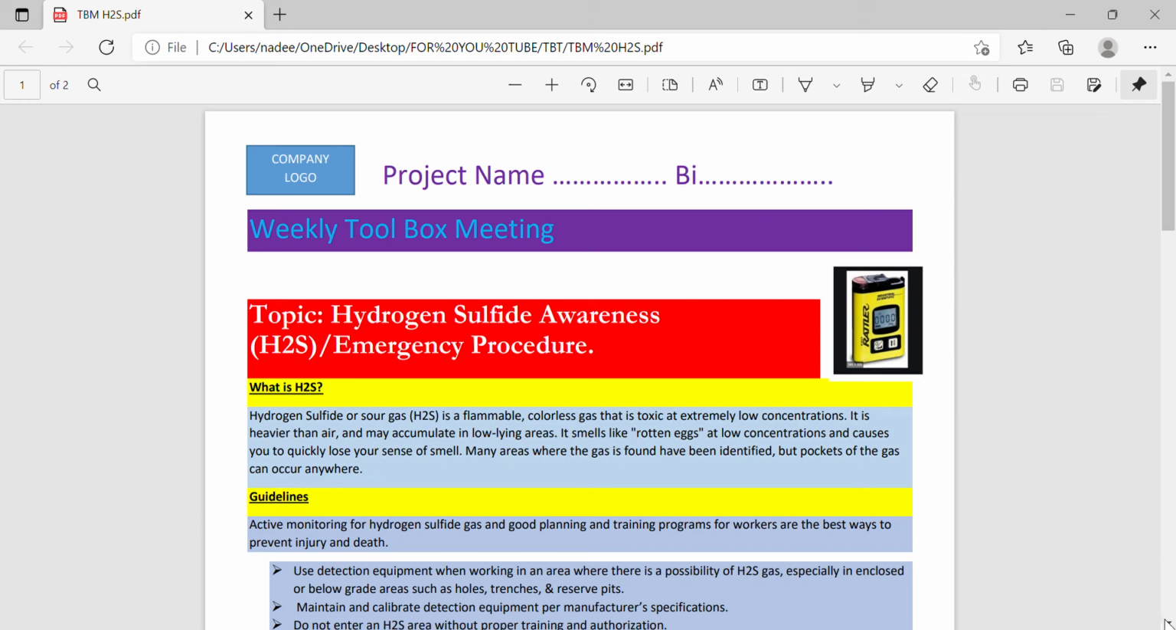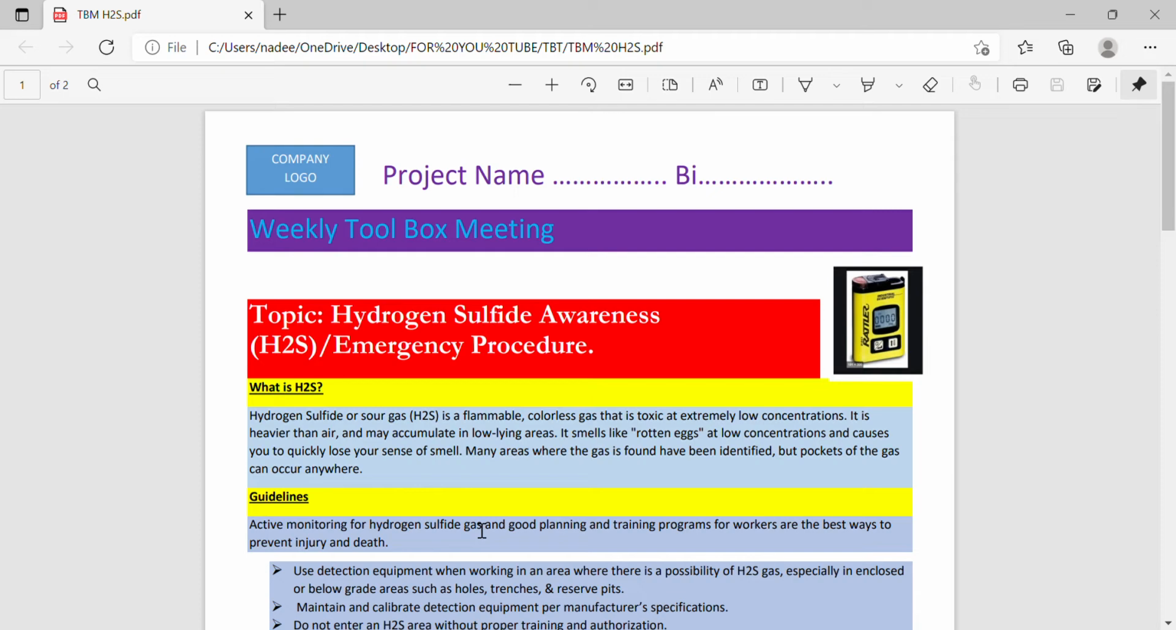We are discussing here the weekly toolbox meeting, or you can make it daily also. Just a brief example I have given here for the toolbox. This is regarding hydrogen sulfide gases. If you are working in the brownfield area, then this is very important, and you should have this knowledge, and in a timely manner you have to make people aware about hydrogen sulfide gases.